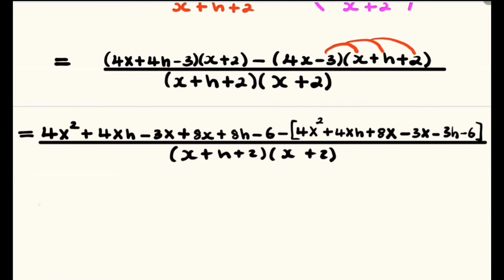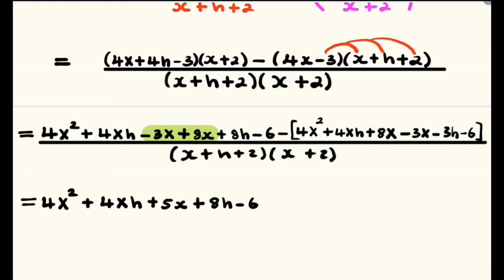So let's simplify. We have 4x squared plus 4xh, then negative 3x plus 8x will be equals to positive 5x plus 8h minus 6. Let's distribute the negative inside the parentheses and also add the 8x minus 3x.